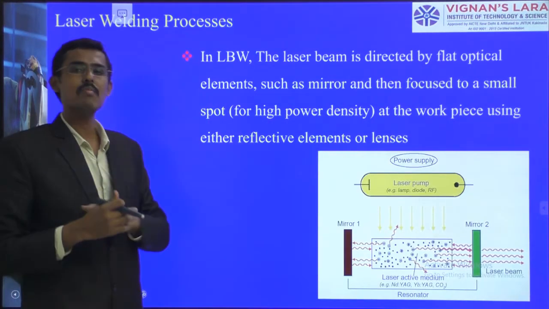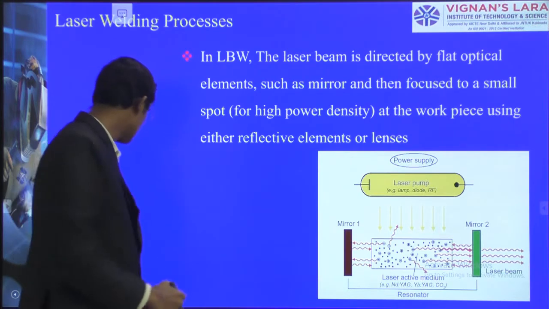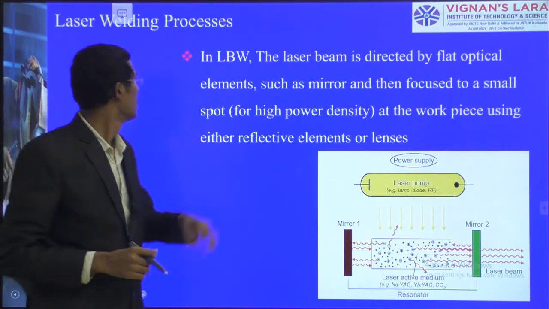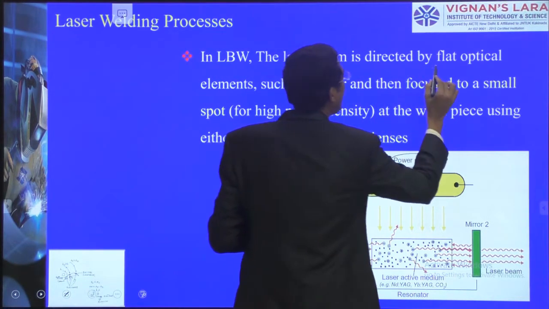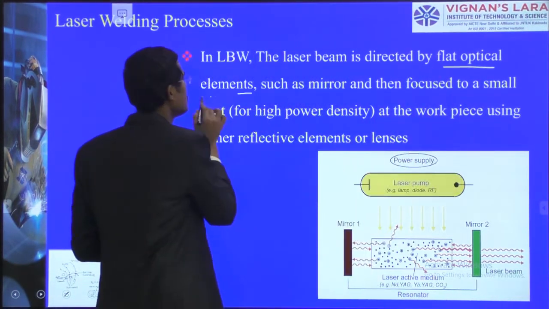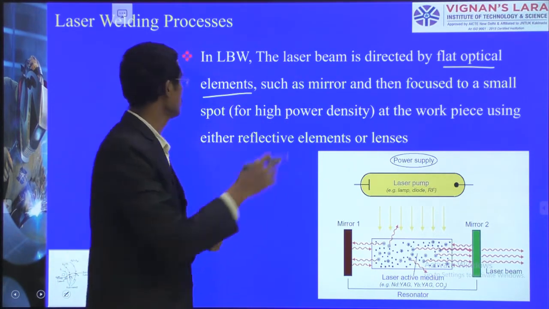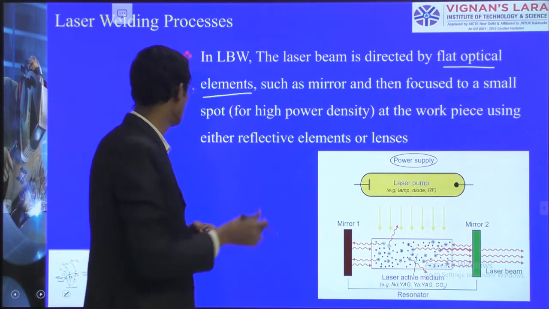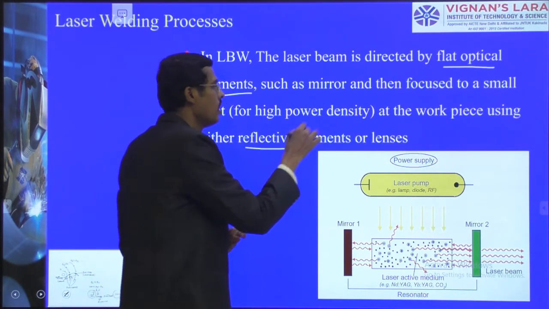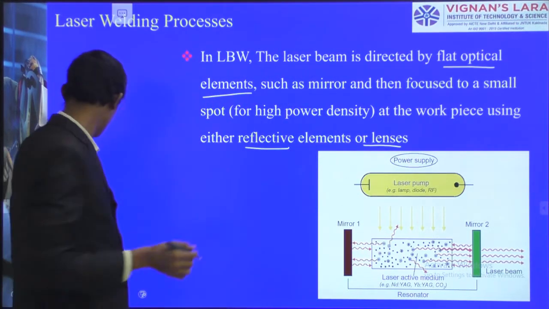So in laser beam welding, we should understand how these lasers are generated. In laser beam welding, the laser beam is directed by flat optical elements such as mirrors and then focused to a small spot of high power density at the workpiece, using either the reflective method or the lens method. Before going there, we should have some basic understanding.